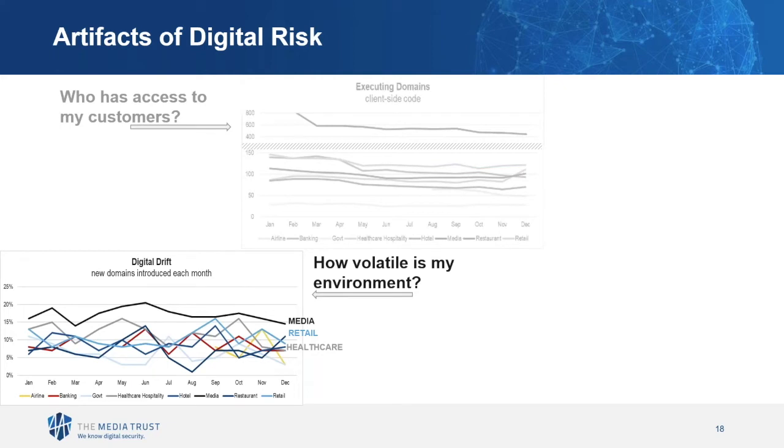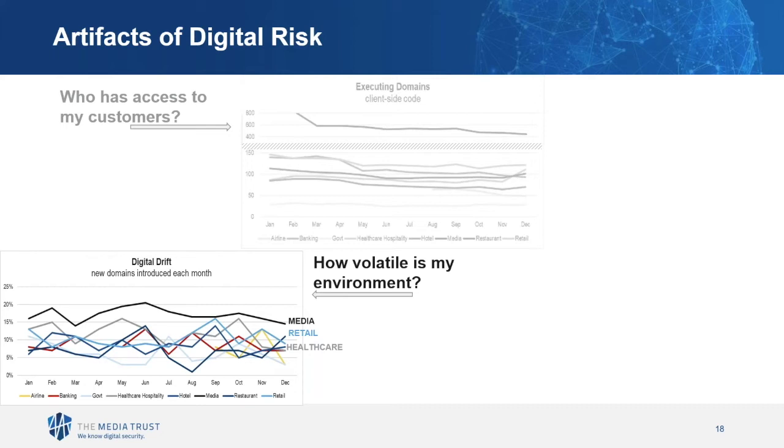So digital, it's dynamic, it's constantly changing to deliver an optimized user experience. And you would measure this through looking at digital drift. So assessing new domains that appear in your environment. We normally look at it on a month-to-month basis. You can do it on a daily or weekly basis, but the volume really tells a better picture on a monthly basis. Again, media is high, averaging about 17%, but it is an ad-supported industry, so that makes sense.